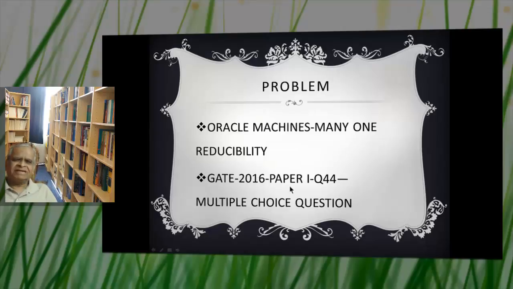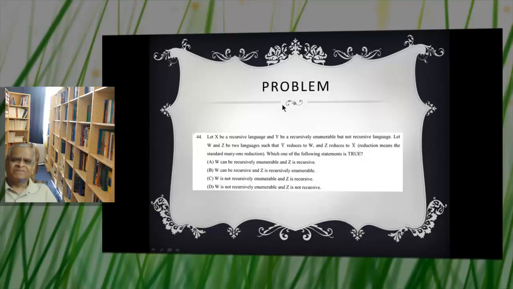GATE 2016 paper 1 question 44, computer science and information technology. It's a multiple choice question on Oracle machines and many-one reducibility. Straight away we know there are 4 choices. 3 choices are wrong and 1 choice is correct. The examiner guarantees this.